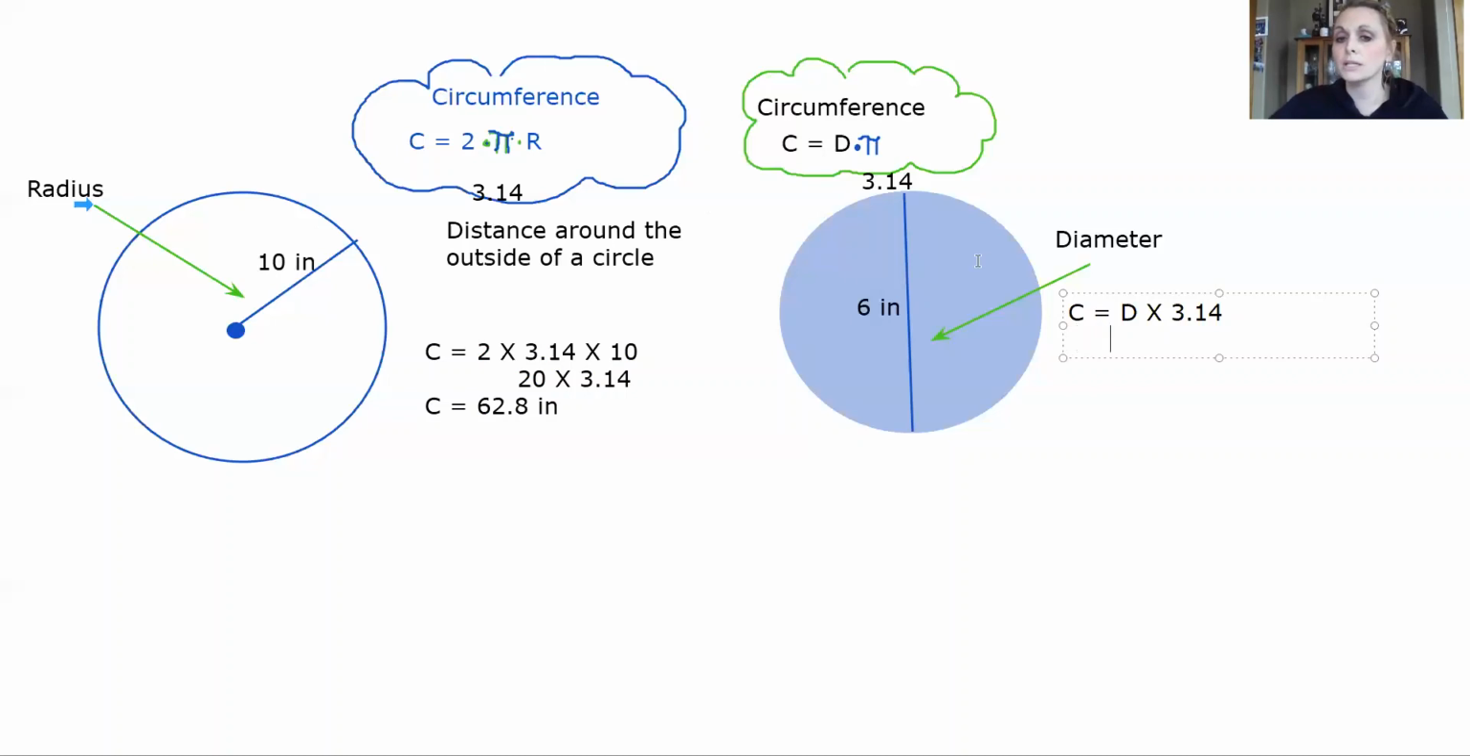What's my diameter length? It's identified right here, which is 6 times 3.14. And what is my total? Multiply it together, and your total should be 18.84 inches.